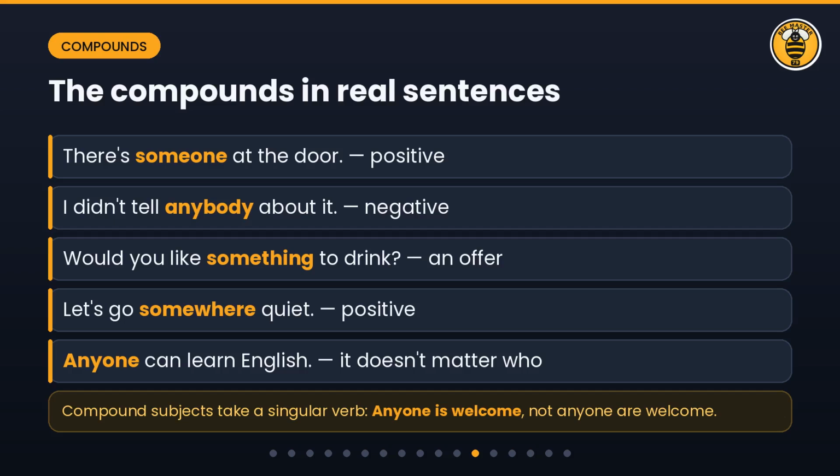Let's see the compounds at work. There's someone at the door. Positive sentence, so we use someone. I didn't tell anybody about it. Negative, so anybody. Would you like something to drink? A question, but it is an offer, so exception 1 applies and we use something. Anyone can learn English. Positive, but it means it doesn't matter who. That is exception 2. One more thing. These compound words are singular. Say, anyone is welcome, not anyone are welcome.